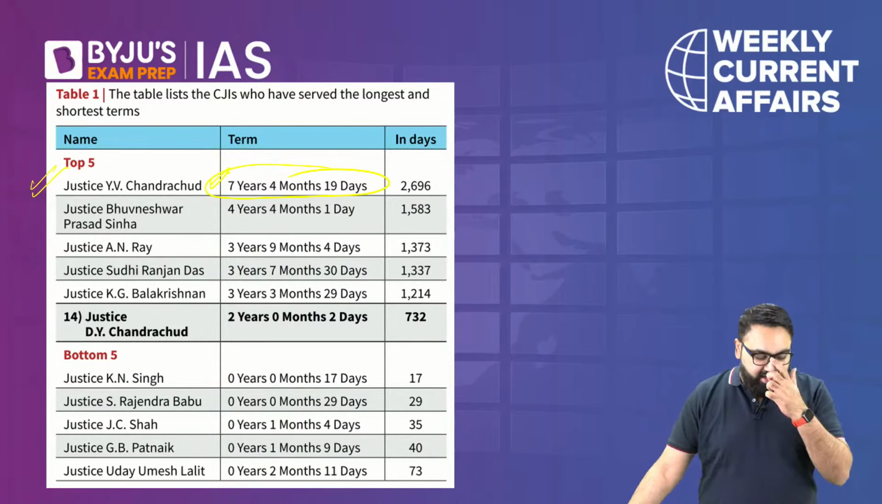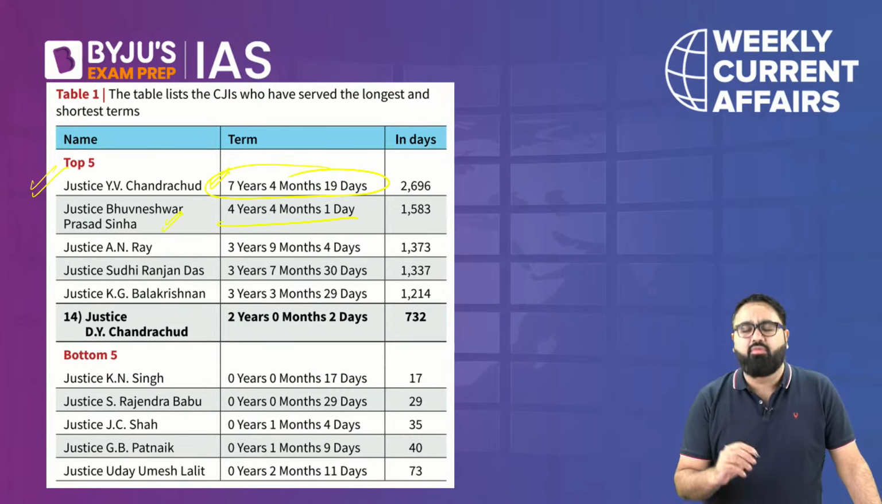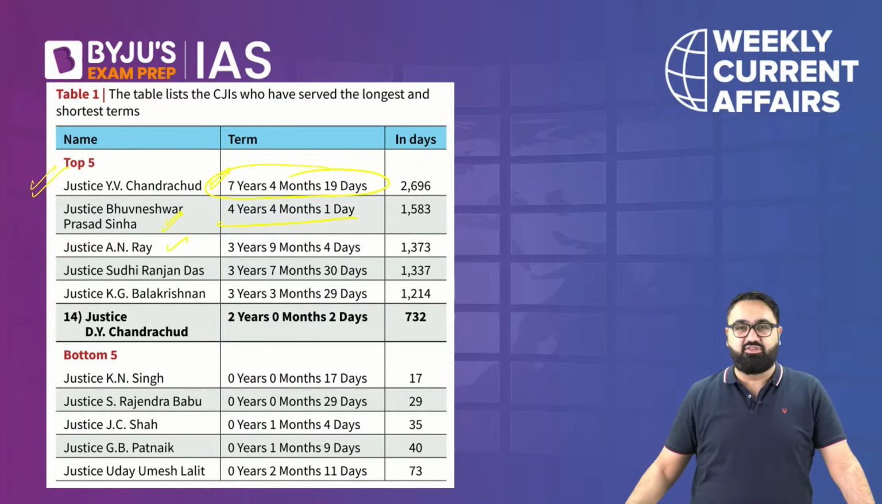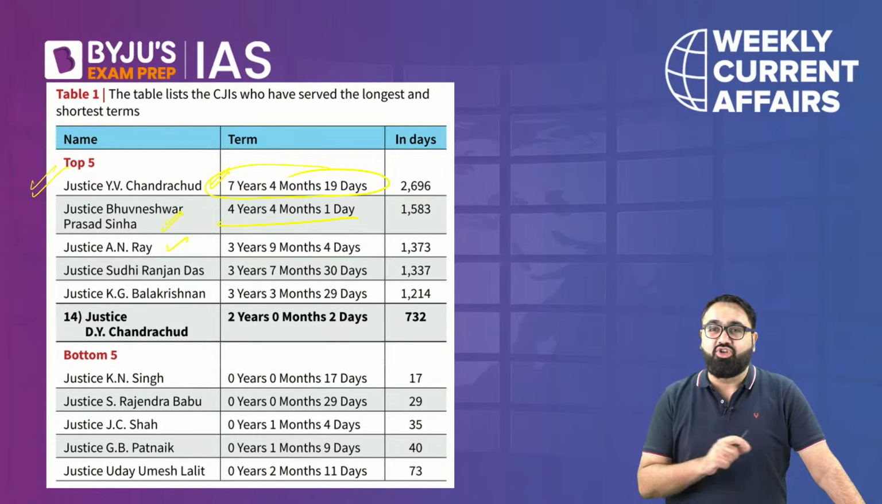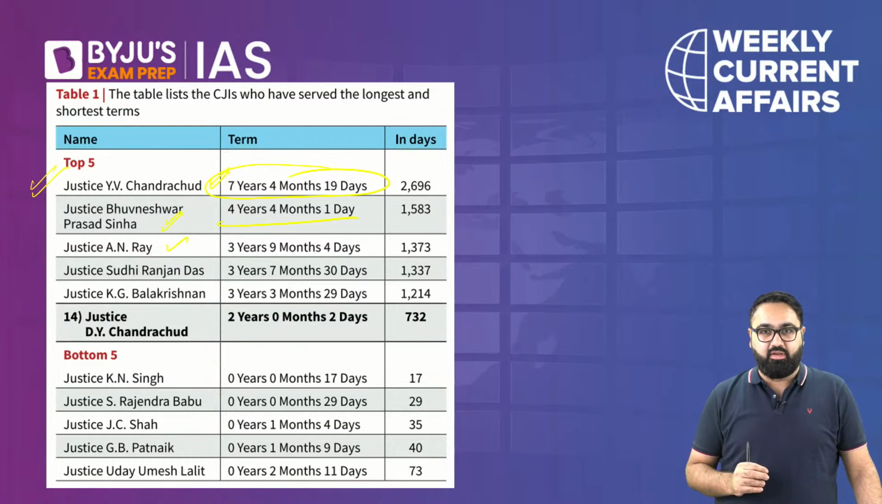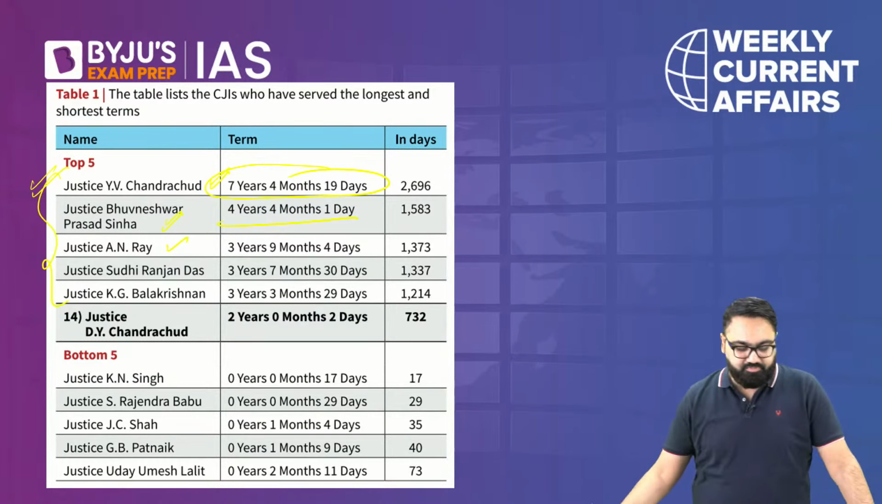The next person in line, Justice Bhuvneshwar Prasad Sinha, over 4 years. Then we had Justice A.N. Ray. I discussed the case of Justice A.N. Ray. When he was appointed as the Chief Justice of India, he was not the senior most judge of the Supreme Court. However, he was still appointed there. Then we have other judges as well in the top 5.